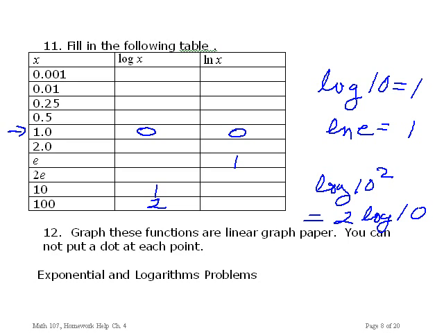Right. For the others, you have to plug them into your calculator and see what you get for answers. So this part is just practice calculating logarithms on your calculator. And then you need to graph the functions, but of course you can't put a dot at every point. Basically, logarithms look like this.